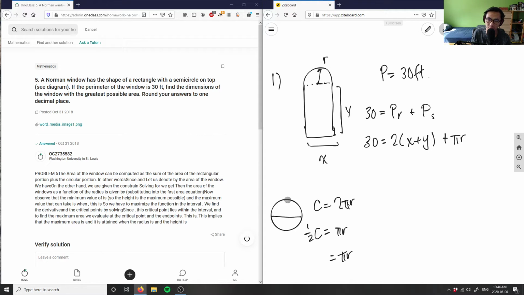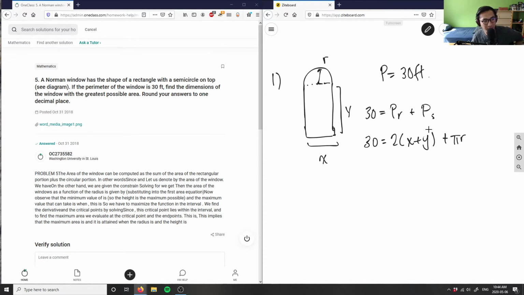I'm going to erase this just to make some room here. But now we have to think about, okay, we have a lot of variables here with x, y, and r, right? Well, is there a relationship between x, y, and r? And there is, right? If you think about this problem here, the distance from here to here is simply just half of the distance from here to here, right? In this normal window.